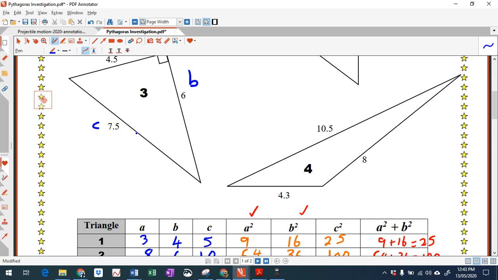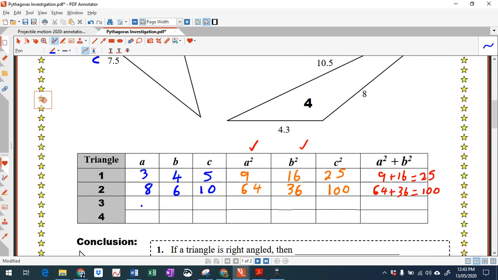So A, B, and C is 4.5, 6, and 7.5. So 4.5 here, 6, and 7.5. Now, you've got to work out what those numbers are squared. So A squared will be 4.5 squared. So go into your calculator, press 4.5 squared equals, and you get 20.25. Then we need to work out B squared. B squared is 6 squared, which is 6 times 6, which is 36.